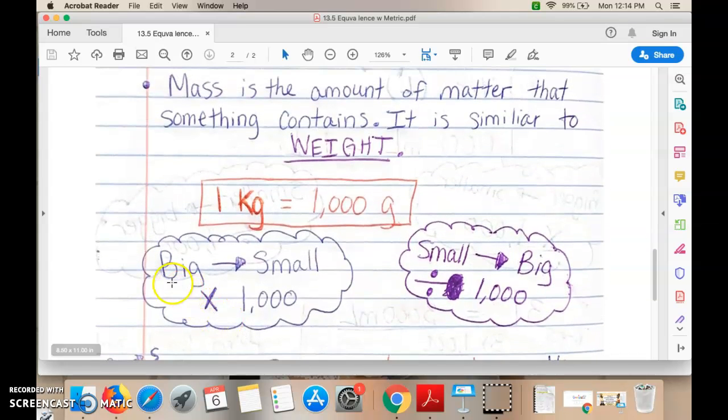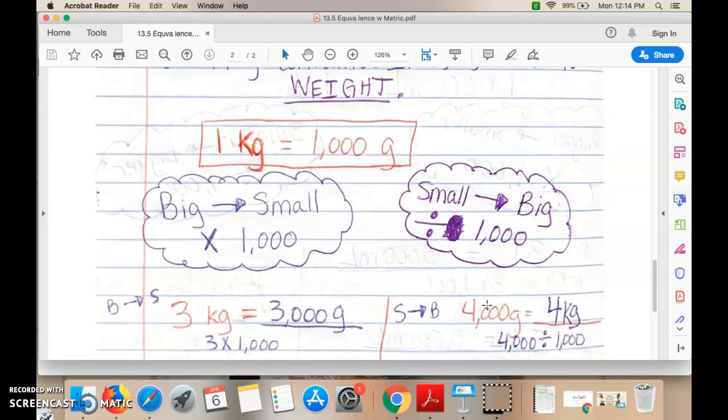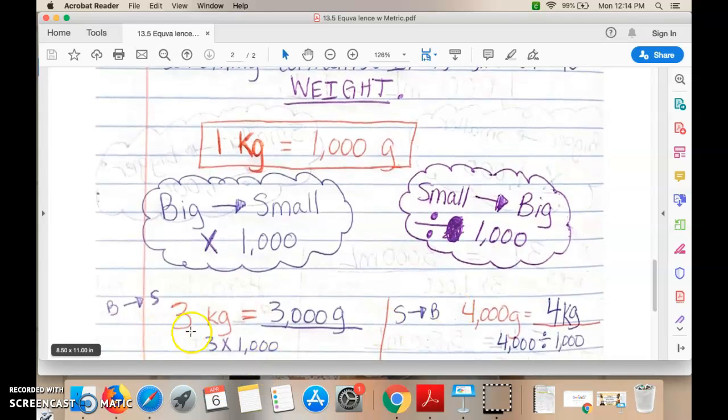Okay, again, if we're going from big to small, so kilograms to grams, we're multiplying by 1,000. If we're going from grams to kilograms, the small to big, we're going to divide by 1,000. Okay, so if I have 3 kilograms and I want to know how many grams I have, I'm going from bigger to smaller. So I'm going to take 3 times 1,000. So 3 kilograms equals 3,000 grams.